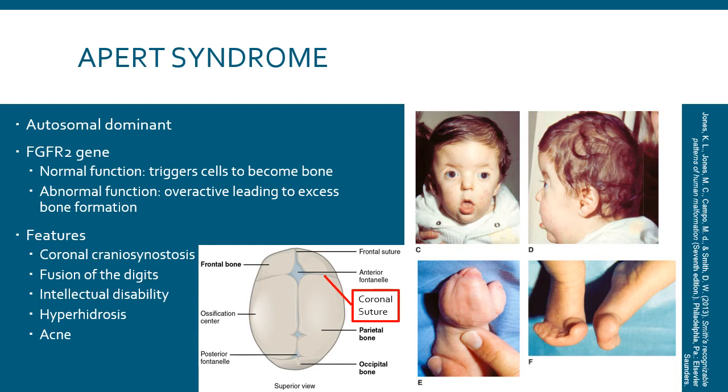In addition, you get fusion of the digits, both the hands and the feet, with this particular condition. Many kids with this will have intellectual disability, although not all of them. Hyperhidrosis, excessive sweating, and they tend to develop severe acne as teenagers. But it's interesting, this abnormal fusion, this abnormal growth of bone occurs not only in the skull, but also in the hands and the feet.